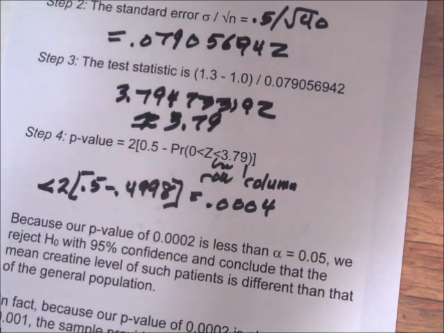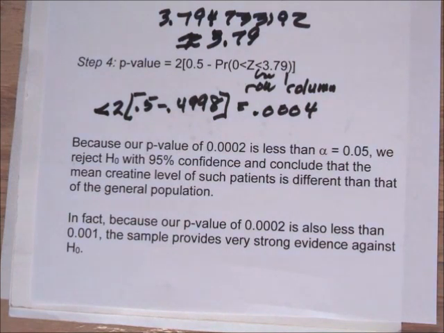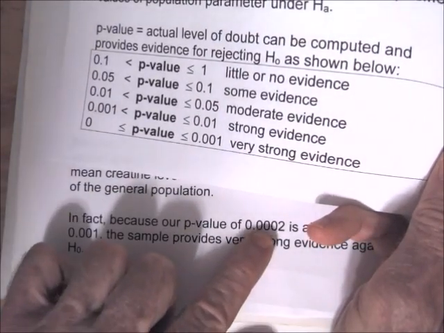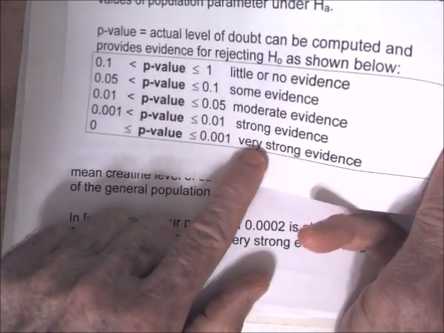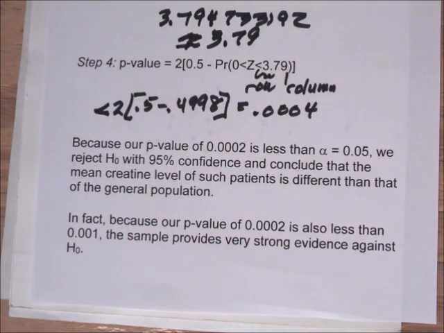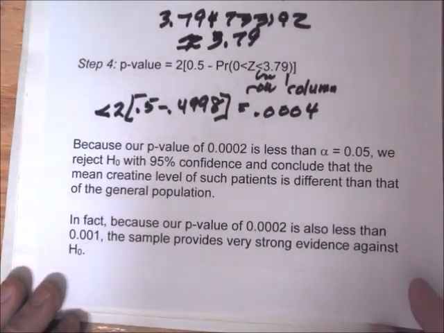So again, we can reject H0 with 95% confidence, and conclude the mean creatine level is different than that of the general population. And we can actually say a little bit more. That is sort of the advantage of the p-value method. Our p-value is certainly going to be less than 0.001, so our sample provides very strong evidence that the mean creatine level of these patients is different than that of the general population.